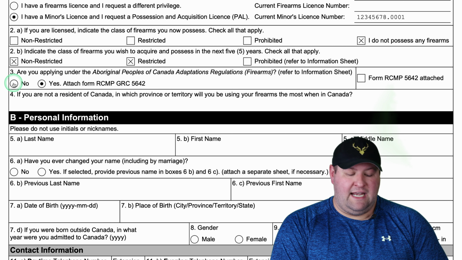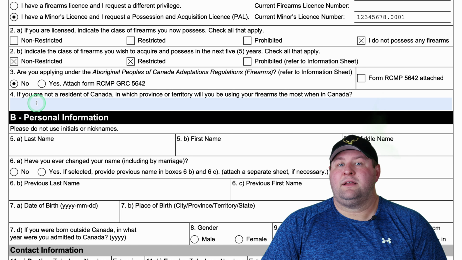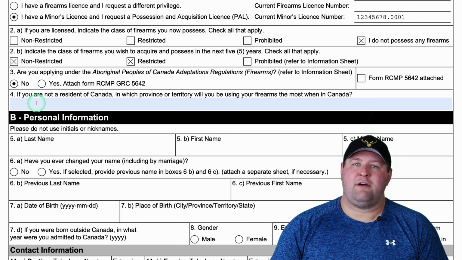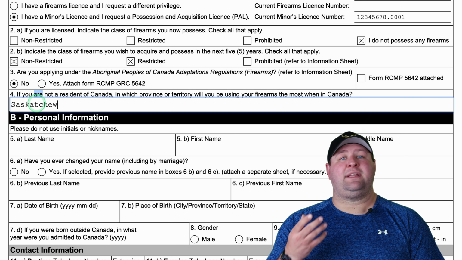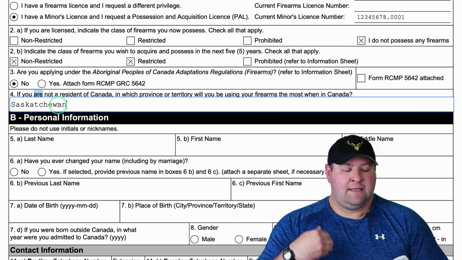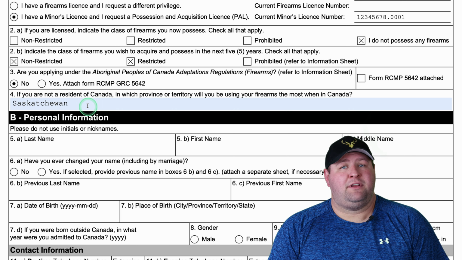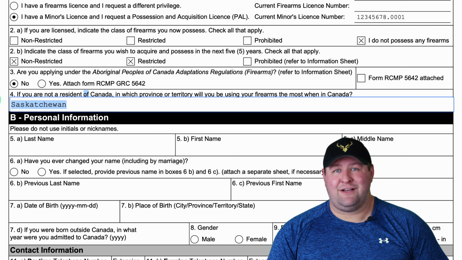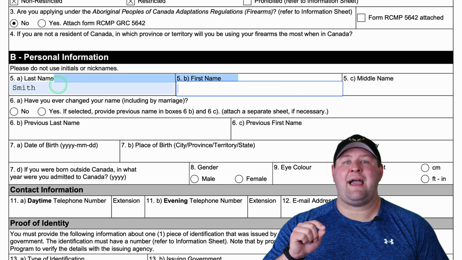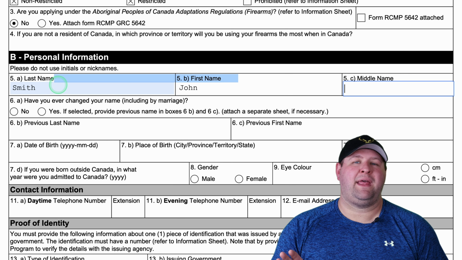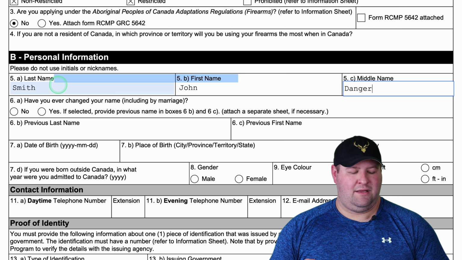Next is if you're not a Canadian resident, you would write which province you're going to be using your firearms in too. So you actually don't have to be Canadian to get your PAL. Next is your personal information, and you need to fill this out correctly. If you're writing this out, please write legible, big block letters in black or blue pen. So no pink or gel pens.